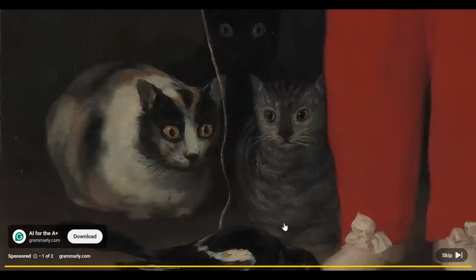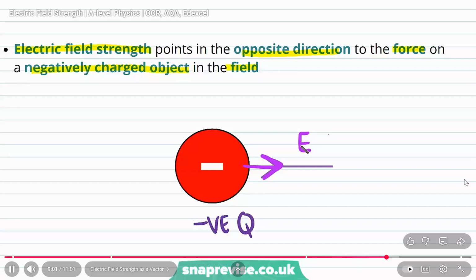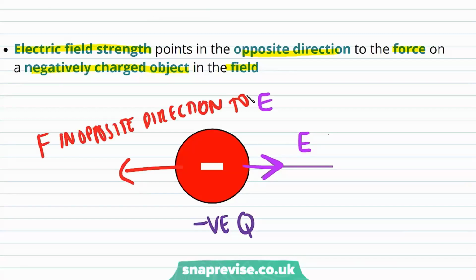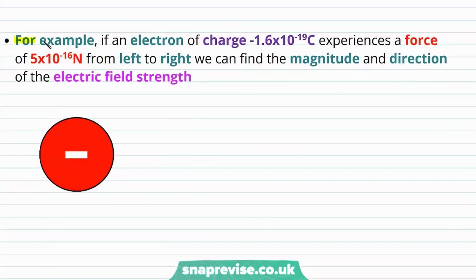The electric field strength is pointing in this direction, and the force on this negatively charged object is in the opposite direction. For example, if an electron of charge minus 1.6 times 10 to the minus 19 coulombs experiences a force of 5 times 10 to the minus 16 newtons from left to right, we can find the magnitude and direction of the electric field strength.